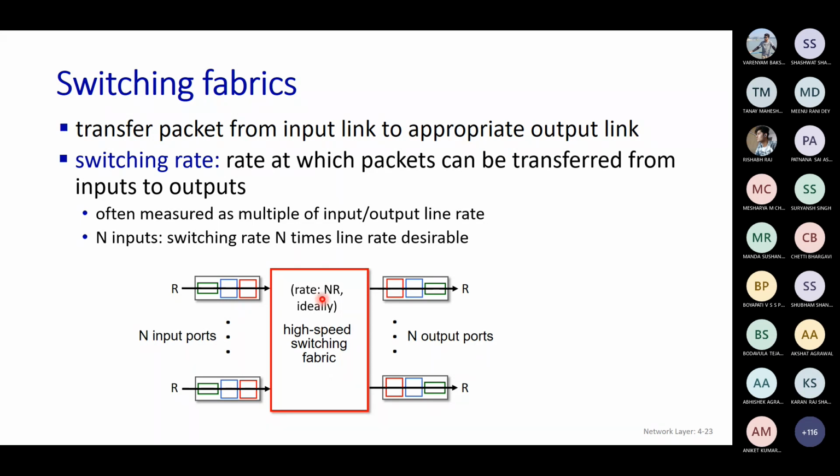Now if you have this line rate as R, and n input ports, then the switch fabric switching rate should ideally be n times R. Ideally, whatever the number of input ports and however fast they are transferring the data, the switch fabric should be able to transfer the data at least that fast to the corresponding output ports. That is why the switching rate should ideally be n times R.